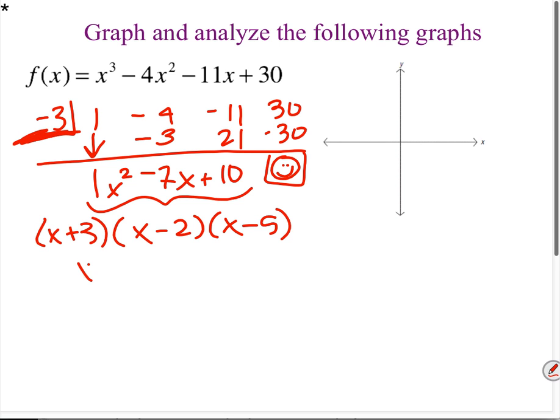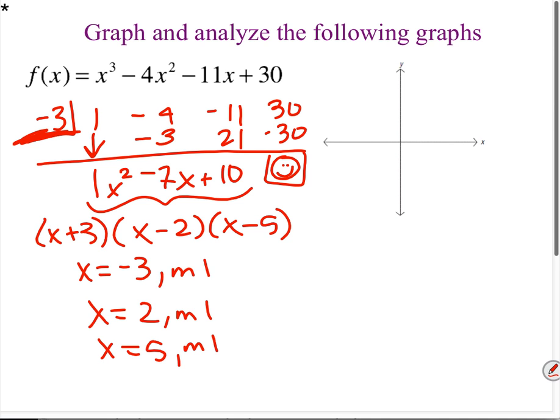To list all the zeros, x is equal to negative 3 with a multiplicity of 1, x is equal to positive 2 with a multiplicity of 1, and x is equal to 5 with a multiplicity of 1. We could have looked at the beginning, before we even started, to determine the end behavior. It's an odd function, a degree 3, with a positive coefficient, so it's going to be similar to the other one. Sorry, there are no even functions in these examples, but oh well.